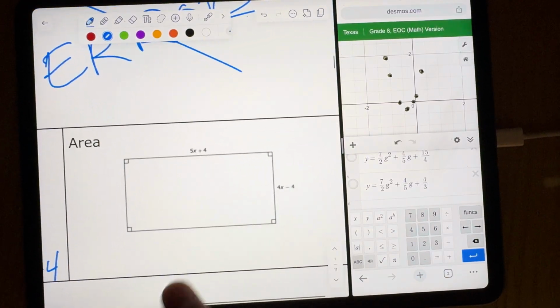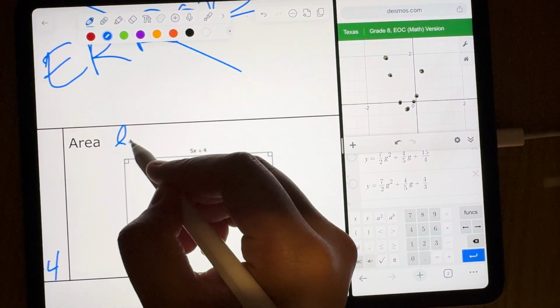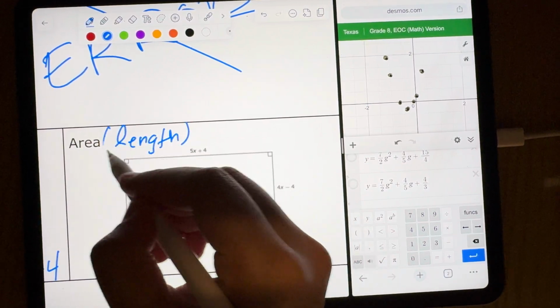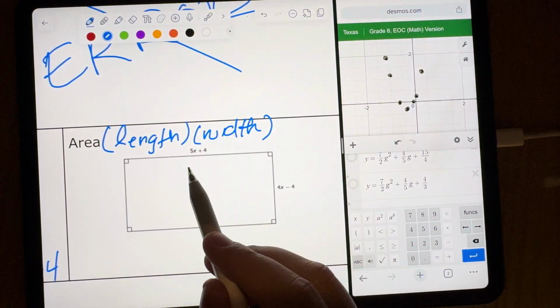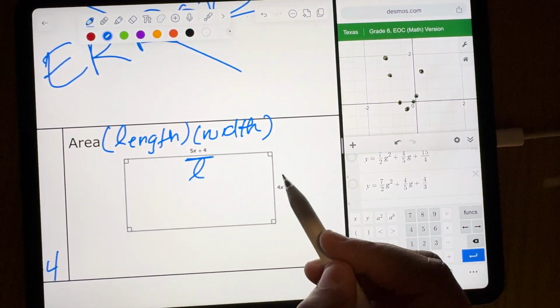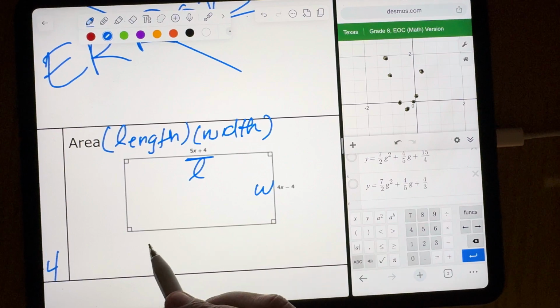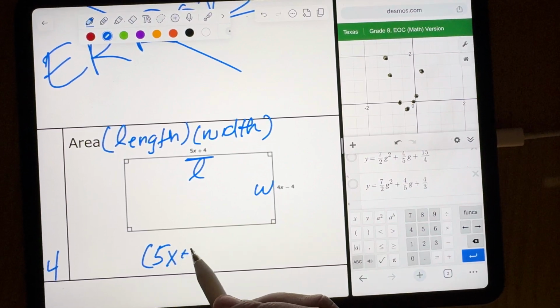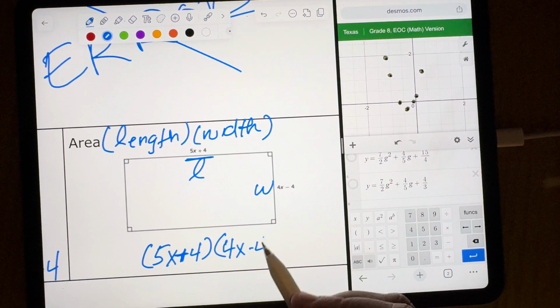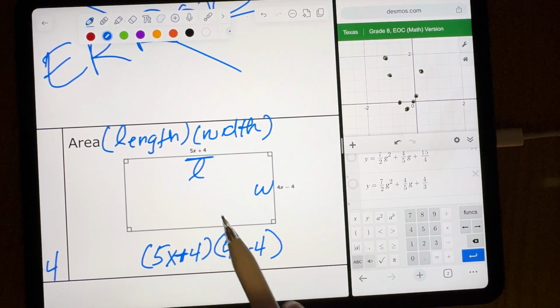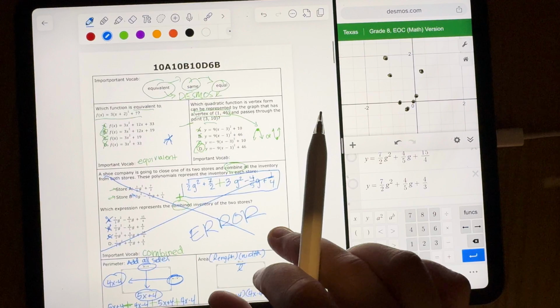When we talk about area, it's always length times width. This is going to help you with the questions later. So our length is 5x plus 4. My width is 4x minus 4. So we would do 5x plus 4 and then 4x minus 4. Then you could plug this into Desmos and plug your answer choices. If you have any questions, let me know.